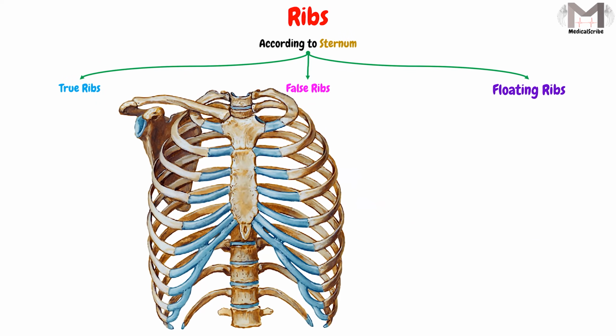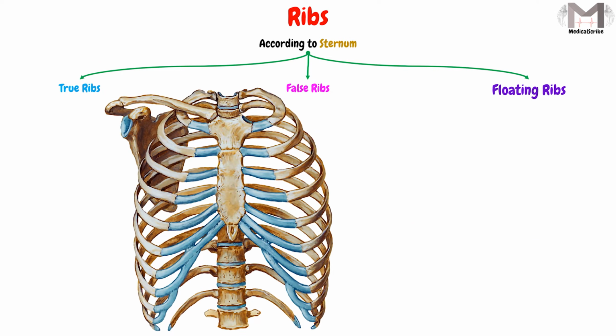Lastly, we have the floating ribs. These are 2 bones, which are the last 2 ribs, the 11th and the 12th ribs. These 2 bones have neither direct attachment nor indirect attachment with the sternum. So that's why we call them floating ribs, because they float alone anteriorly and are not attached to any bone.